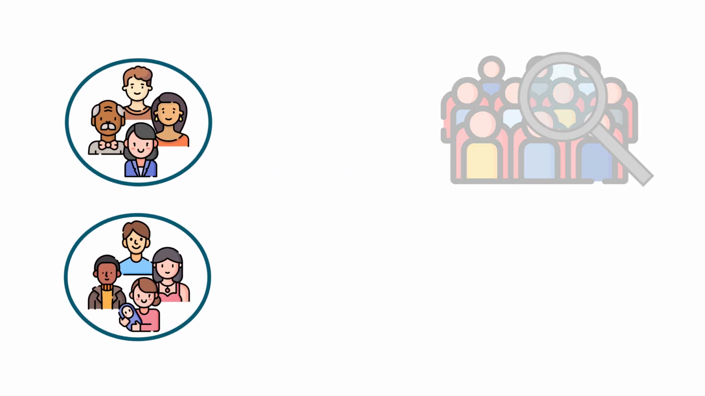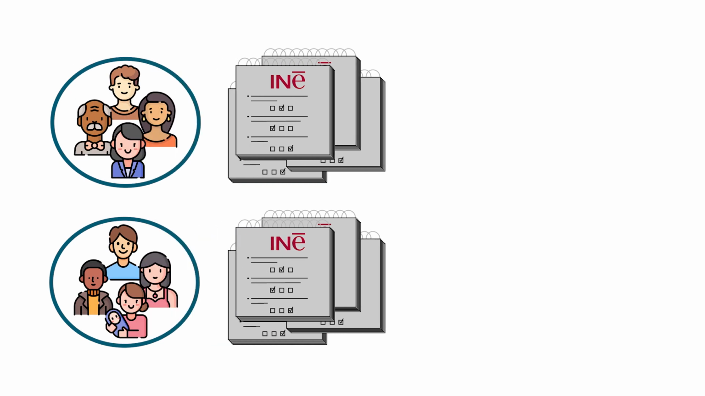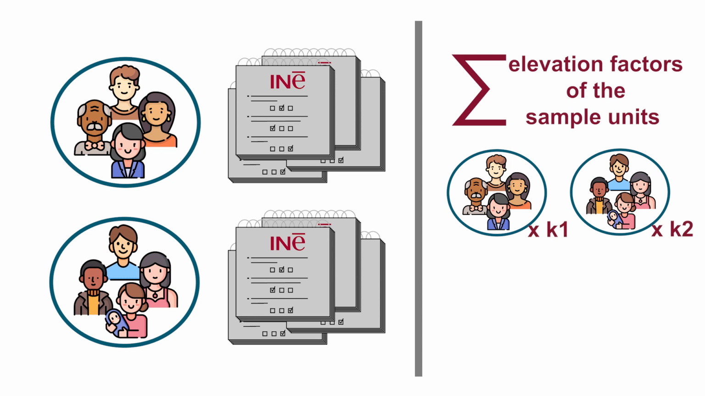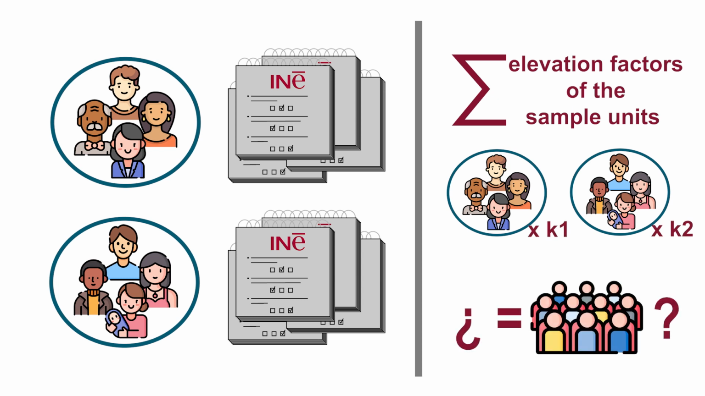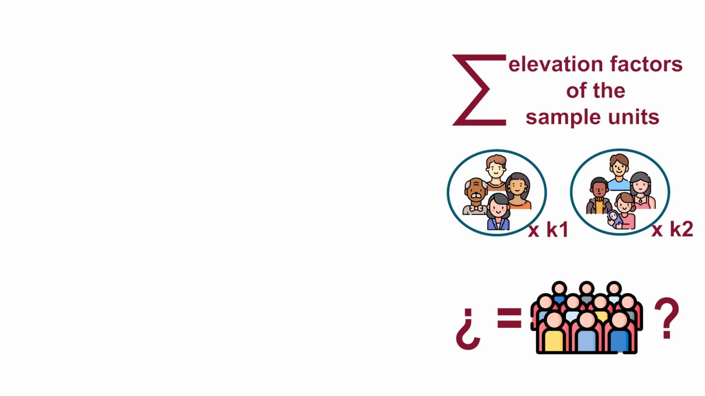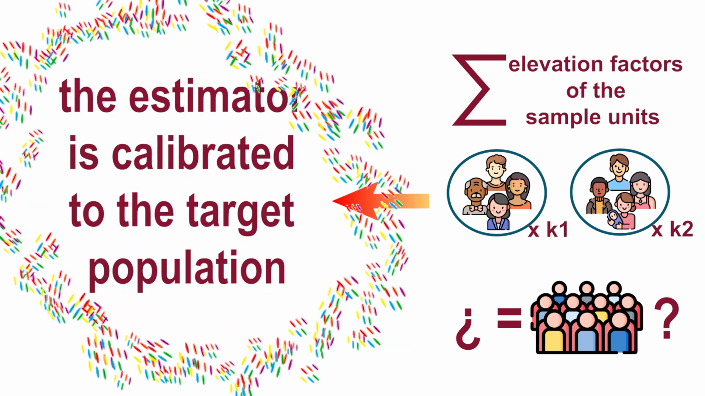After the data collection process, information becomes available on the sample units which have taken part in it, by answering the different questionnaire items. This allows us to perform a first check, by adding up the elevation factors of the sample units, and verifying whether this sum coincides with the total number of elements in the sample population. When the above condition is met, we can tell that the estimator is calibrated to the target population.